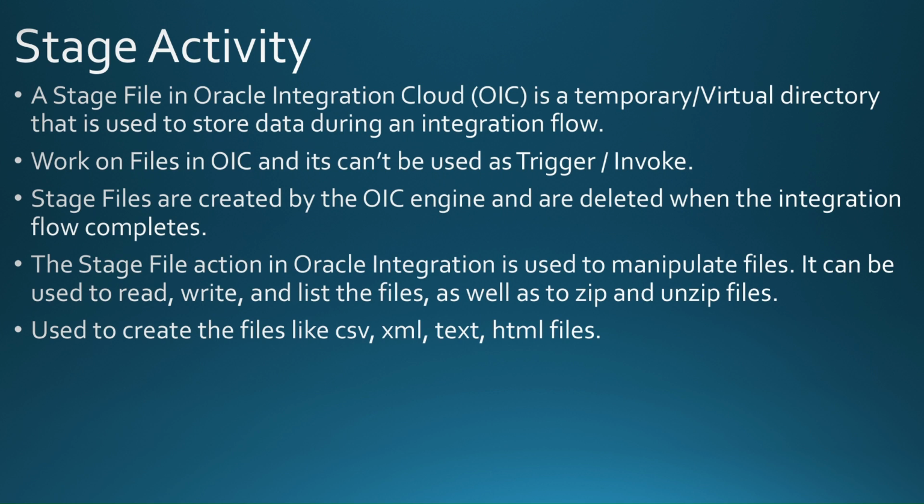Okay. So when you create any integration, for that instance, OIC has a memory location. With the help of stage activity, we can create a CSV file, XML file, text file, or HTML file. Okay, that file will be available for that instance only.